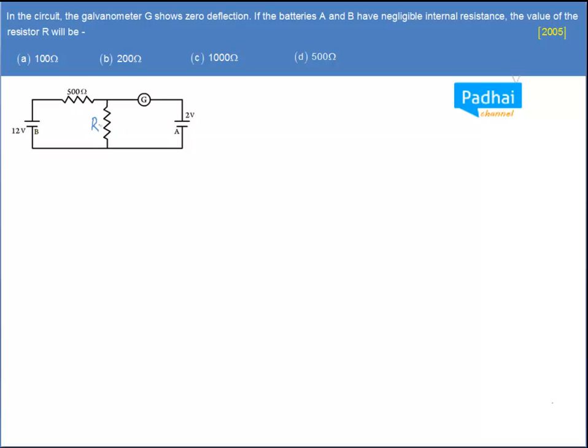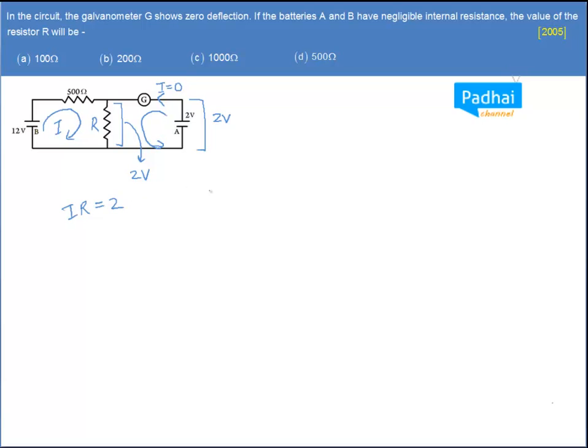Now, these are the two resistances in the circuit, and the galvanometer shows zero deflection. That means I through this must be zero, right? Now, when can I be zero? If the potential difference across this arm is 2 volts because of the battery, and the potential difference across this is also 2 volts, then in that case what will happen? There will be no potential difference, and hence no current will flow in this loop basically, right? So that means in this loop I should be such that I into R should be equal to 2 volts.